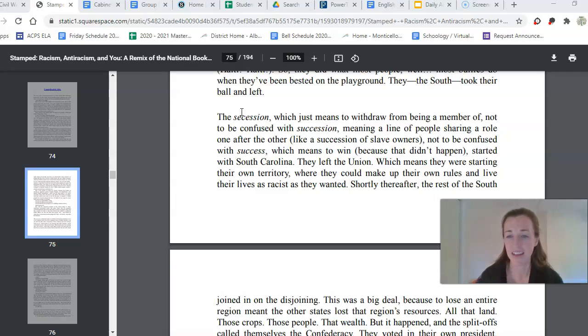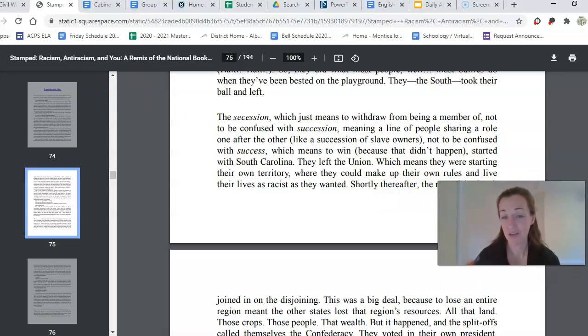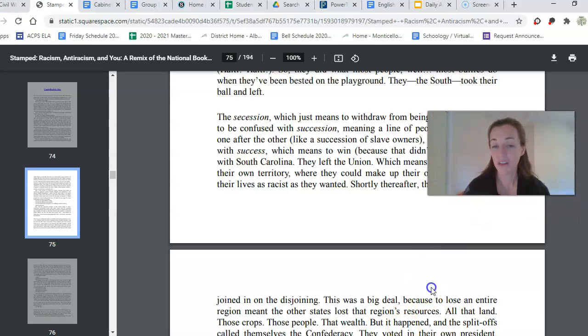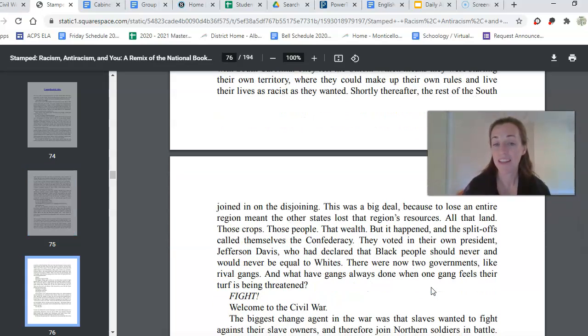You can see Kendi and Reynolds' perspective here. That is true, though, so they could maintain their grip, vice-like, on the institution of slavery. Shortly thereafter, the rest of the South joined in on the disjoining. This was a big deal because to lose an entire region meant that the other states lost that region's resources, all the land, the crops, the people, the wealth. But it happened, and the split-offs called themselves the Confederacy.